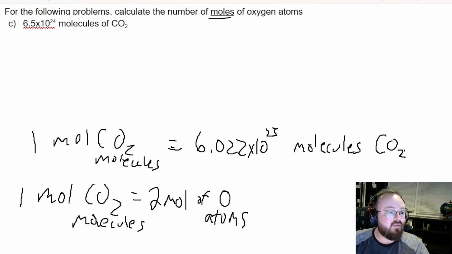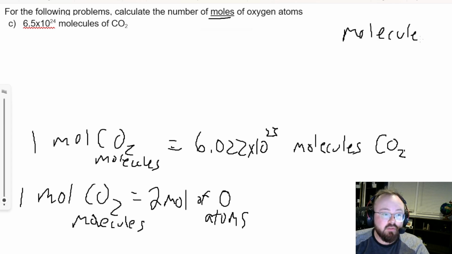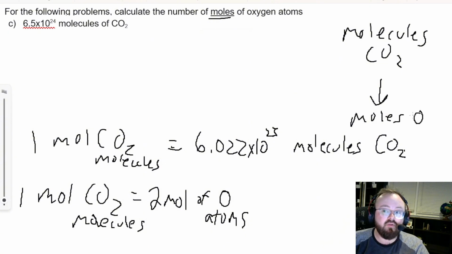the next thing that we have to do now is line up our conversion factors and get this going. We are going from molecules, not moles. We're going from molecules of CO2 to moles of oxygen. But we don't have a conversion to go from molecules of CO2 to moles of oxygen.